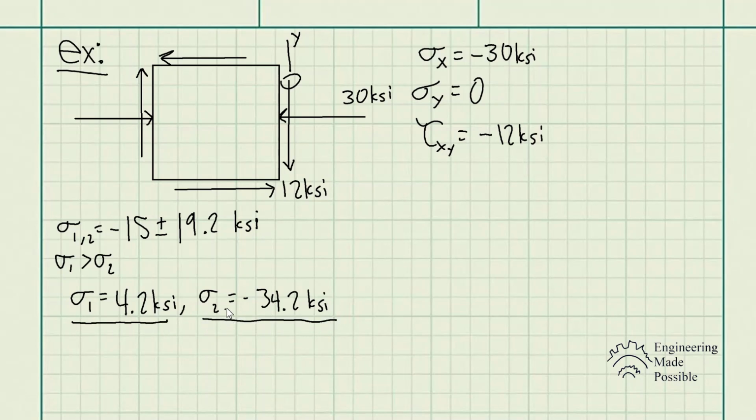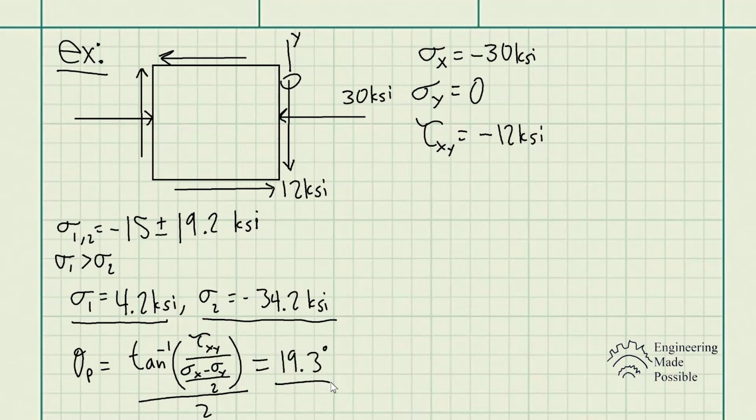Now the question is which one is going to be the normal stress along the new x prime direction and which one will be the normal stress along the y prime direction. And this is where we're going to use the equation for theta p. So theta p is equal to the tangent inverse of tau xy divided by sigma x minus sigma y divided by 2, all this divided by 2, to finally solve for that angle. Plugging in the values here, we get 19.3 degrees.